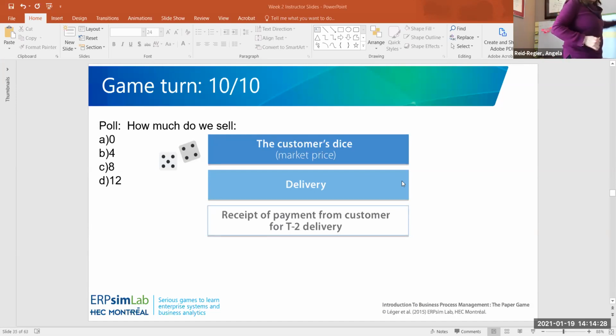Okay, and we need to deliver right away. So we have 12 left. 1, 2, 3, 4, 5, 6, 7, 8. Oh, we only have 8 left. So we're going to have to update our sales order to 8. And we have to invoice them. So 8 pieces of paper at $7 each equals $56. There's our invoice.